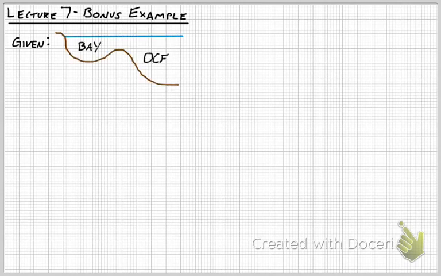Hello, this is Adam Ward, and I want to provide one extra example related to our lecture number 7, which is on diffusion, the first foray into incompletely mixed systems for our class. In this example, we're going to consider a bay that's connected to an ocean.